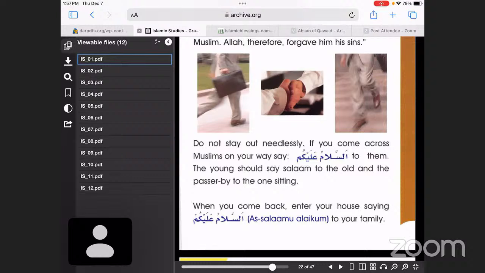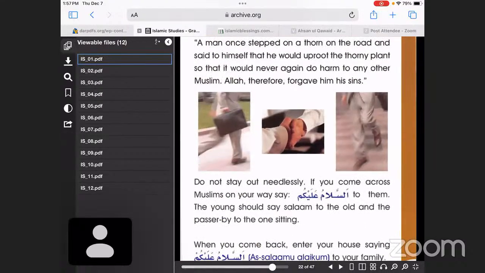If you say only Assalamu alaikum, you get 10 good deeds. If you say Assalamu alaikum wa rahmatullahi, 20 good deeds. And when you say Assalamu alaikum wa rahmatullahi wa barakatuhu, 30 good deeds. So we should earn as much as we can. Whenever you see any Muslim, entering home, leaving home, or going to some other place, just say Assalamu alaikum wa rahmatullahi wa barakatuhu. Okay, understand everybody? So these are some etiquettes of going out.